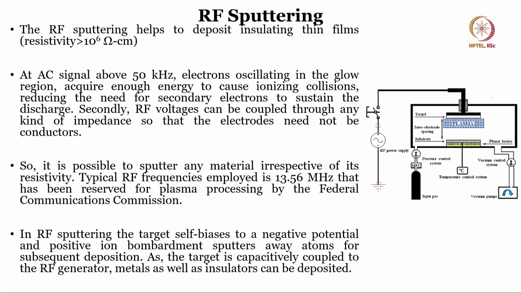Okay. So now we go from DC to RF sputtering. Here we are using 13.56 megahertz as the RF frequency. In this particular case, you can see the chamber remains as it is. There is a substrate, there is a target. Now, you see here, the target is on the top and the substrate is at the bottom. I told you it can be either, and then we can have a heater.